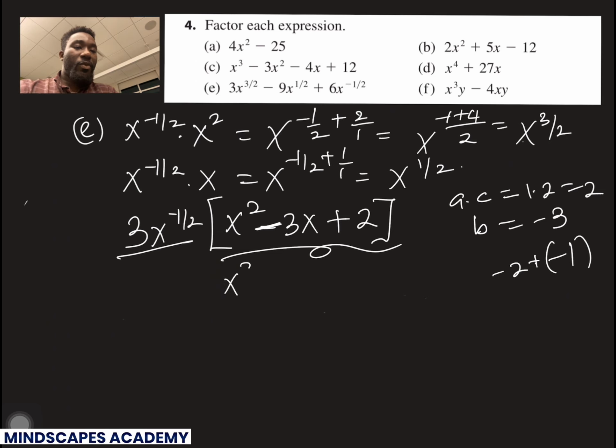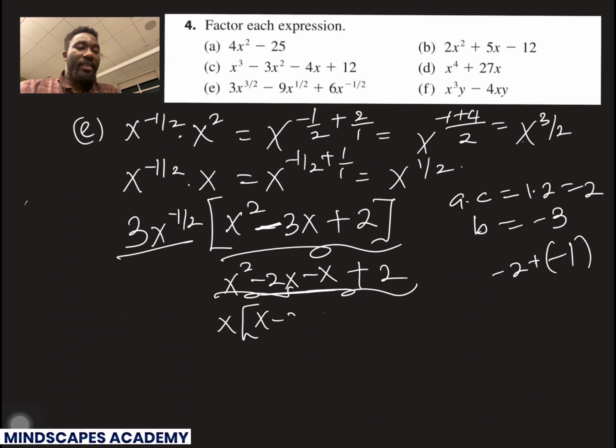So this is x squared, negative 2x, negative x, plus 2. As you can see, this gives you negative 3x. So we are only breaking down b. So what next? You connect the first two terms and the last two terms. x is common here, x minus 2. Now what is common here?